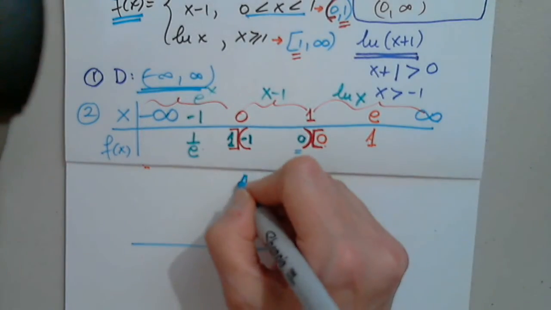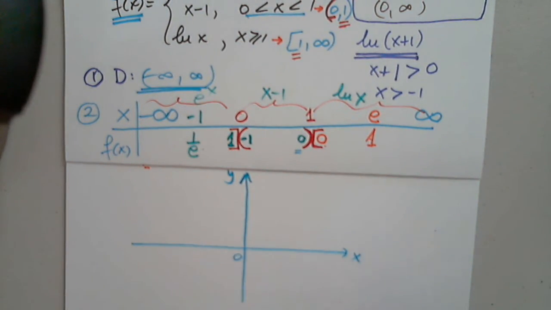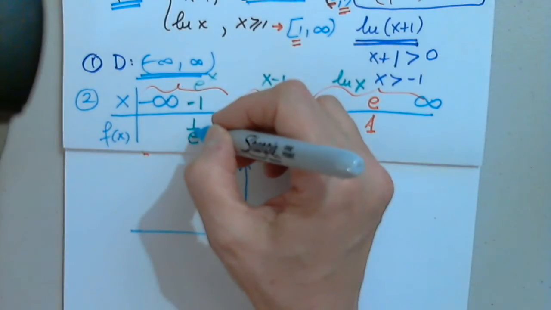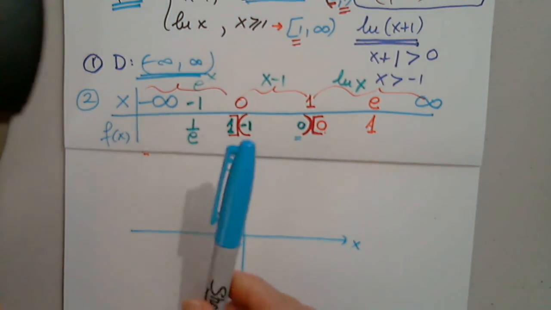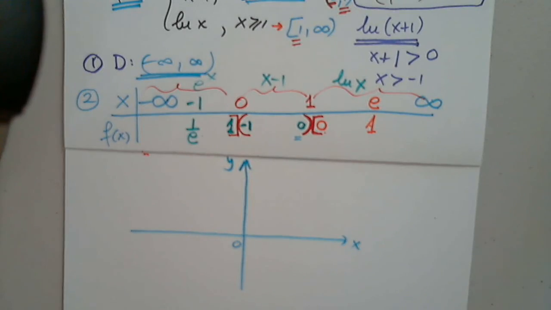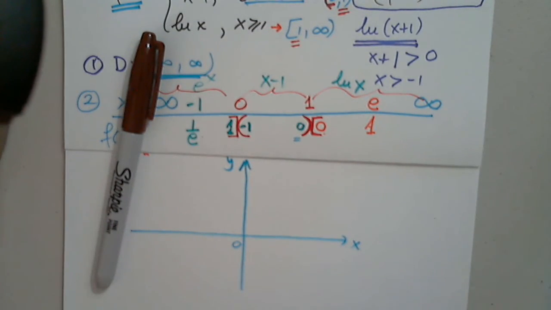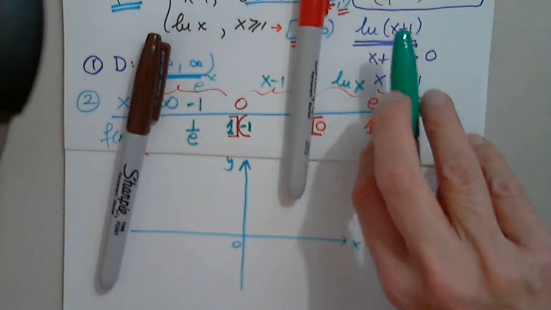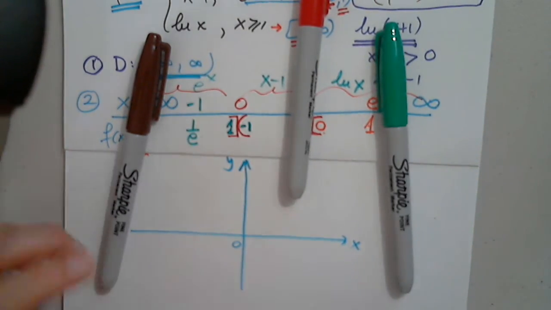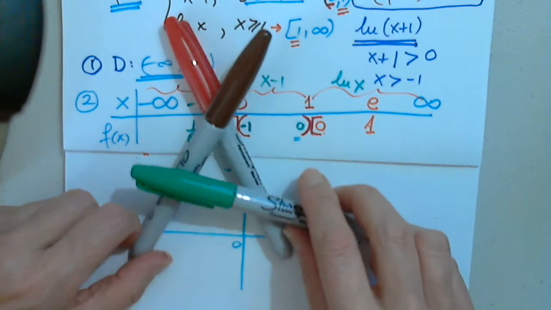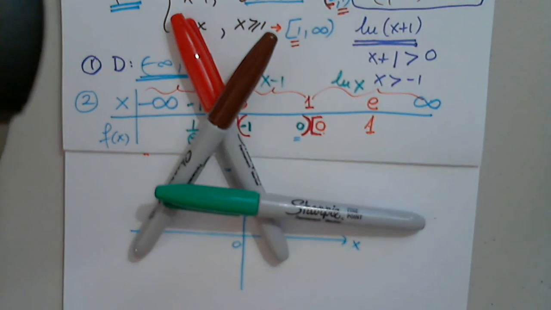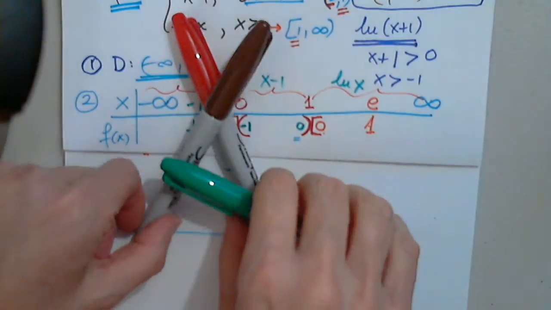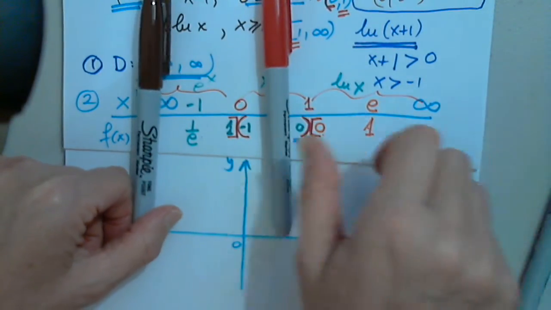Okay, coordinate system, x, origin, y, arrows. I'm going to use three different colors: brown for the left, red for the middle, and green for the right. If you graph something like this, I cannot give any credit. This is not a function. Okay, so brown, red, green.